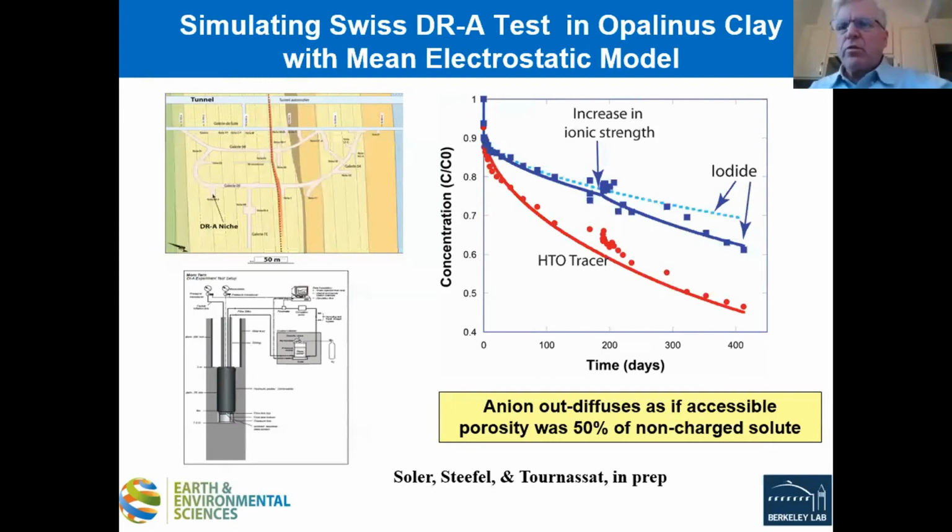And what you see over there on the right is that, comparing with a non-charged tracer, the iodide, the anion, is diffusing out at, say, 50% of the rate of the uncharged species. So again, we see that in basically garden variety shales or clay-rich rocks, there's a big effect for anion exclusion. And the same would apply for any negatively charged contaminant like the uranium carbonate species that Peter Jaffe was talking about earlier. Next slide.